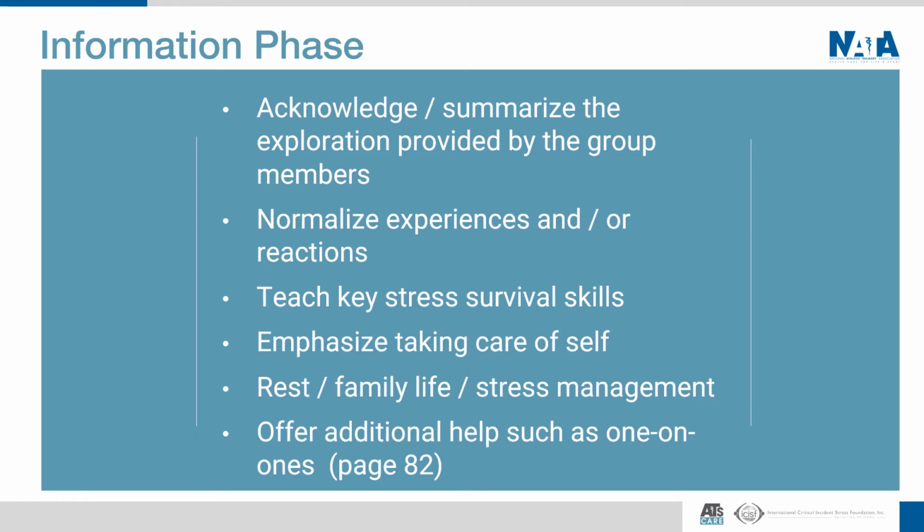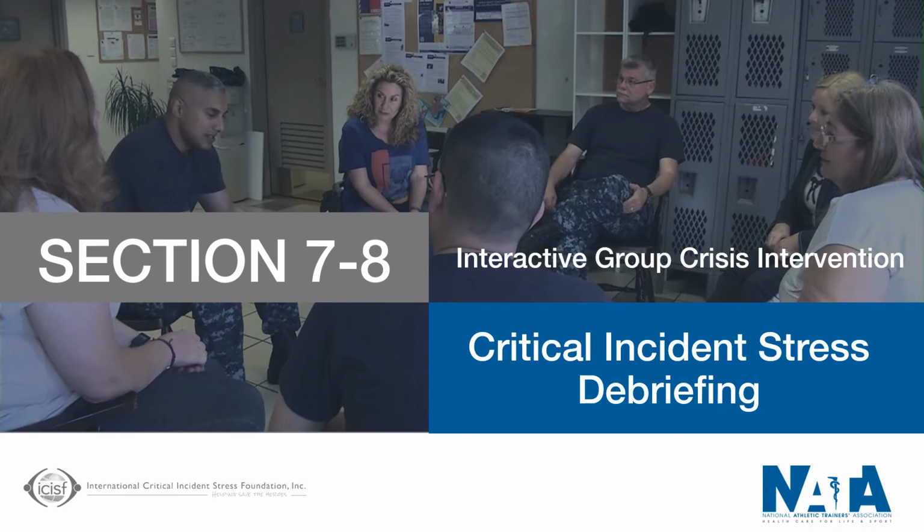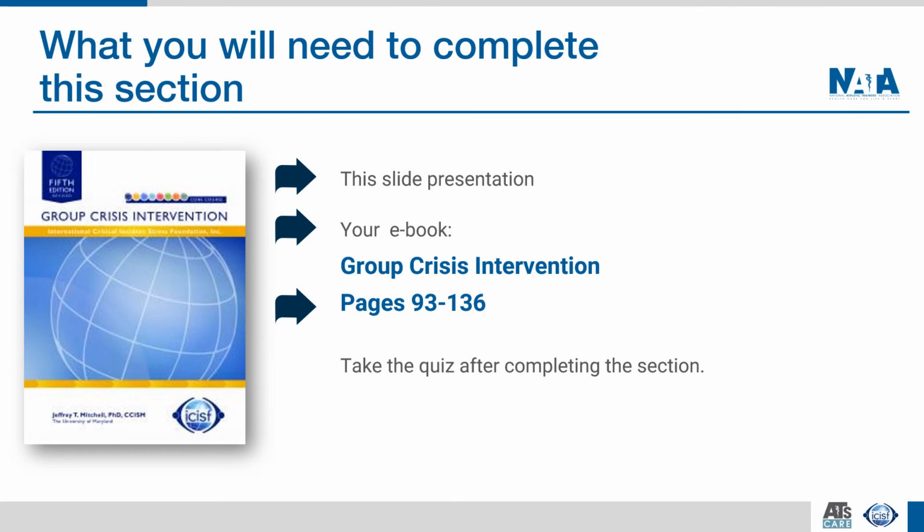At this point, we're going to move on to the final intervention that we're going to cover in this course. The final group intervention that we're going to cover in this class is the critical incident stress debriefing. I just want to remind everyone that the debriefing is a specific group intervention model. It is not synonymous with the comprehensive term critical incident stress management. In addition to this slide presentation, information can also be found between pages 93 and 136 in the book.